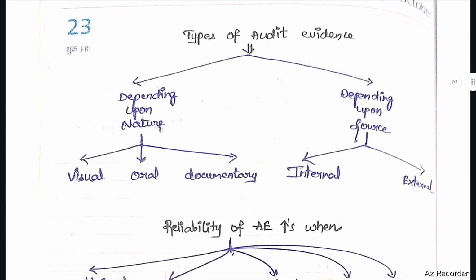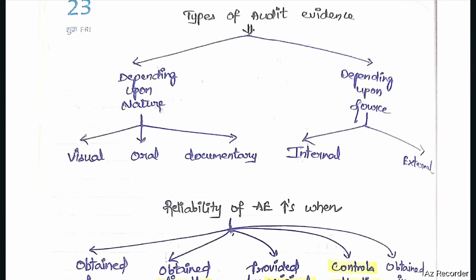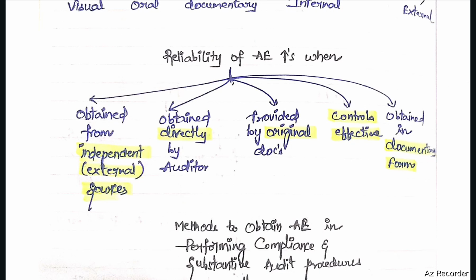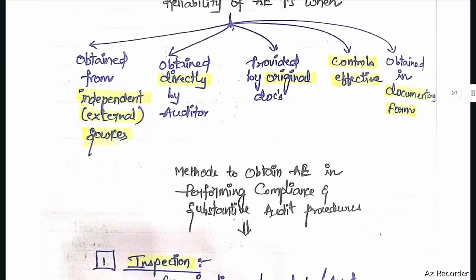Types of audit evidence. Depending upon the nature: visual, oral, documentary. Depending upon the source: internal, external. Reliability of audit evidence increases when obtained from independent external sources, obtained directly by the auditors, provided by original documents. Controls are effective, obtained in documentary form.